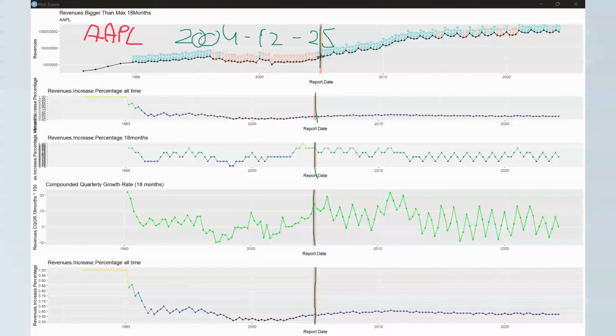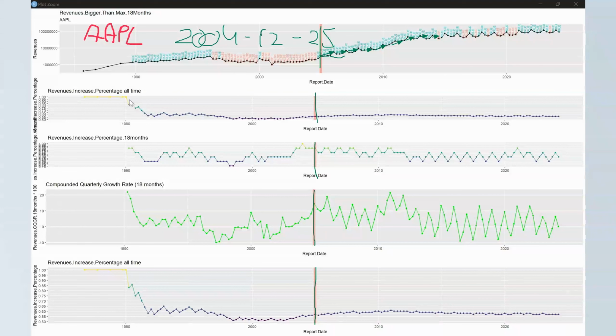Why I highlighted this line is that this is the date that preceded this really nice, constant revenue increase, consecutive quarters for years and years. And now what I'm trying to look at is how to find these points, and for that I came up with a few metrics, like the second graph on my screen, revenues increase percentage all time.